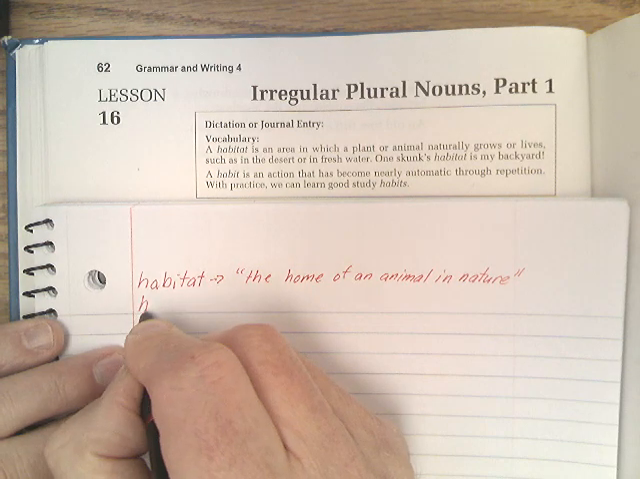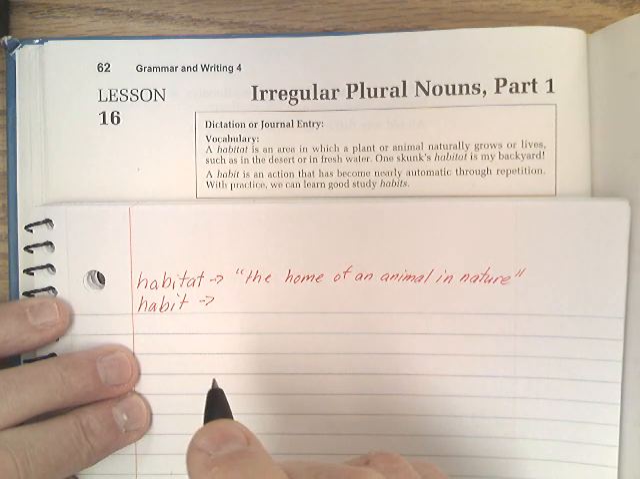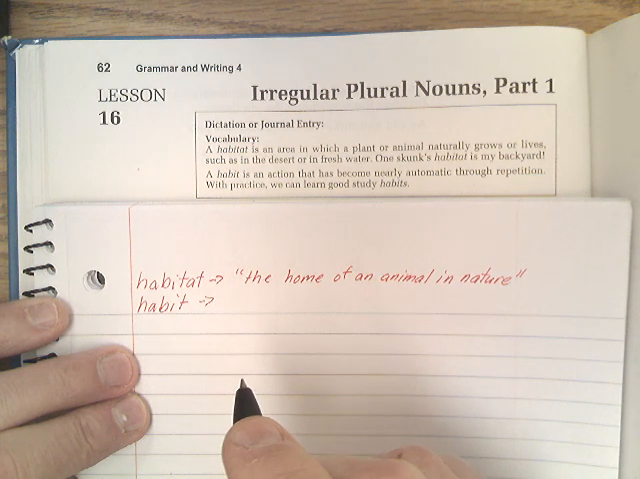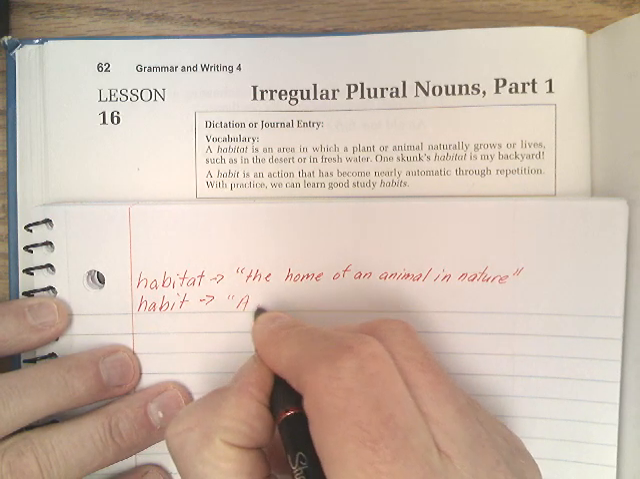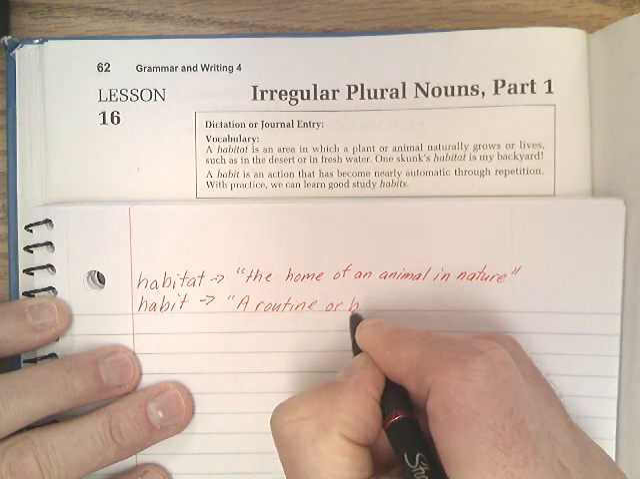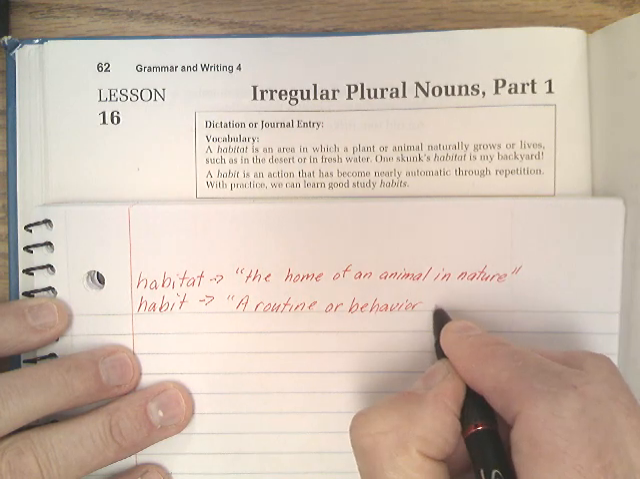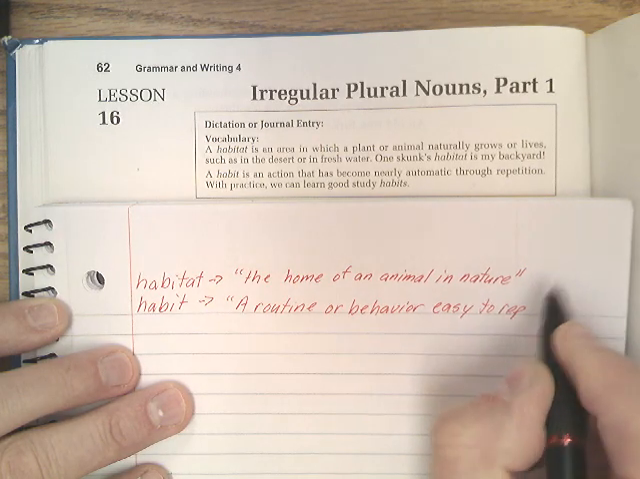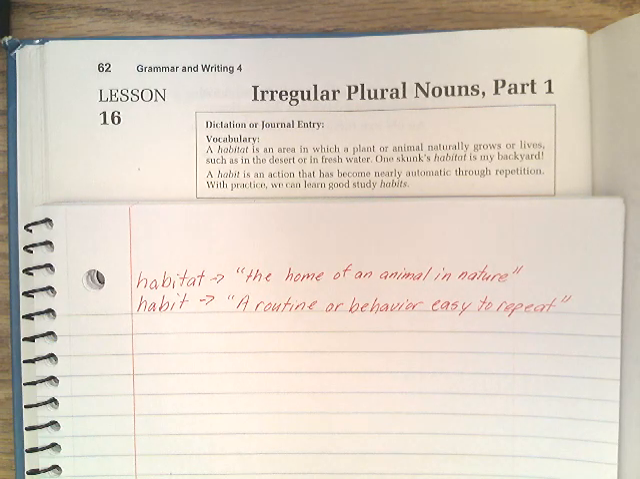Okay, and then the other one is habit. A wise person once told me it takes 2 weeks to develop a habit. So it's something that you can do almost without thinking, almost automatic. So I'm going to say a routine or behavior easily repeatable. How about easy to repeat? I don't know if that's going to come off the screen or not. It should fit.